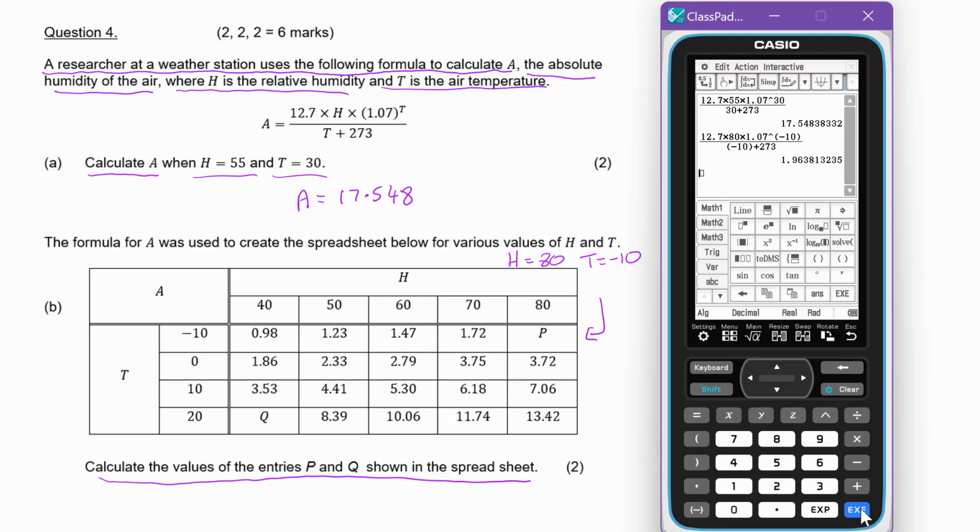And that is 1.96. So everything else is to 2 decimal places, so we'll just put it in as 1.96.